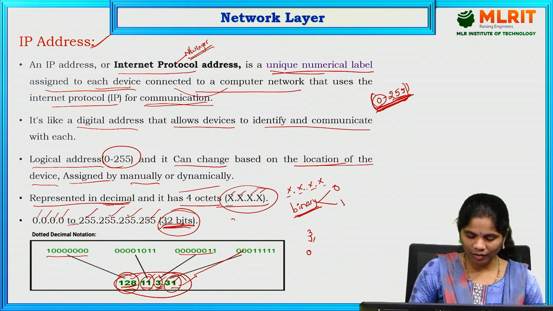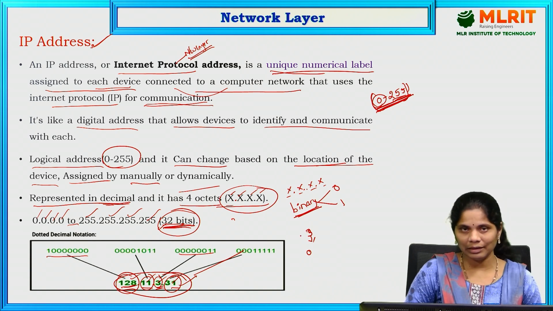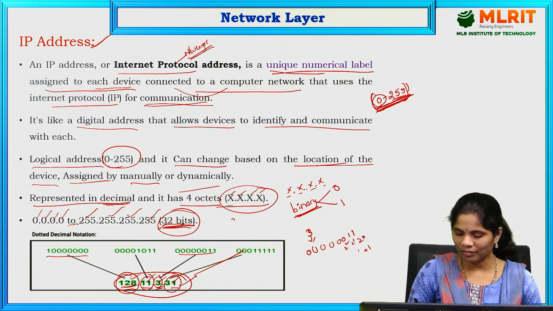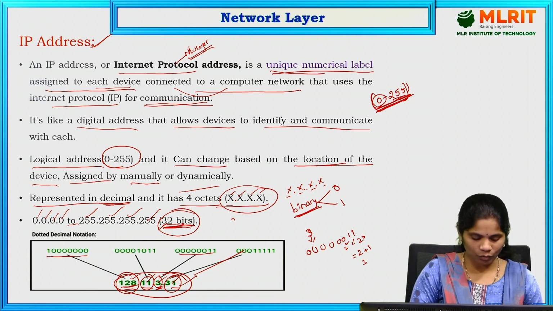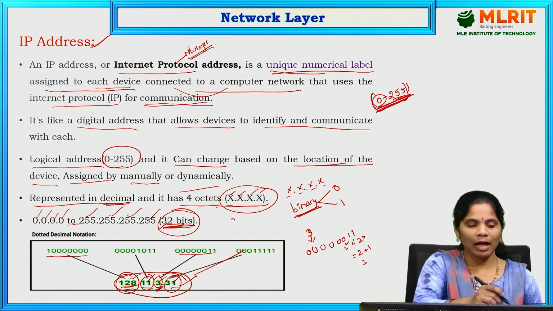So, how we have to write these 3 is 0, 0, 0, 0, 0, 0, 1, 1. Suppose if we calculate this one, 2 power 0, 2 power 1, 2 power 2 like this, the 2 power 0 means 1 plus 2 power 1 is nothing but 2. So, here is 3 only. Like this, we have to write in the binary form. This is the IP address.